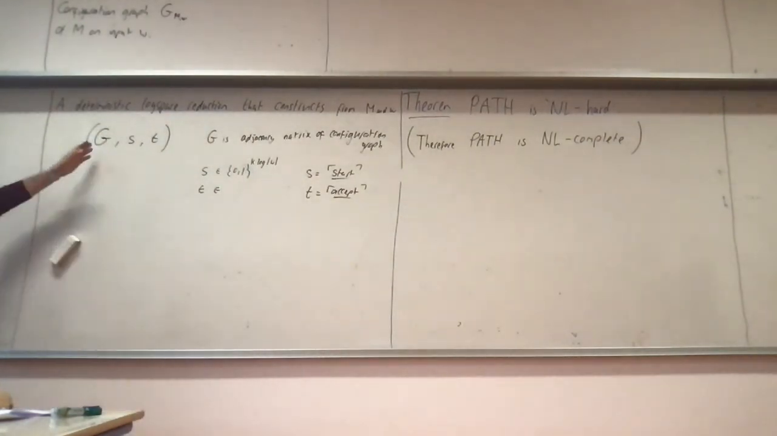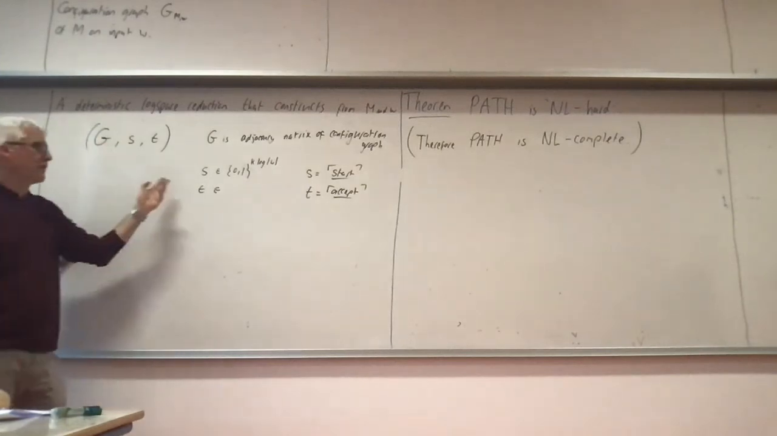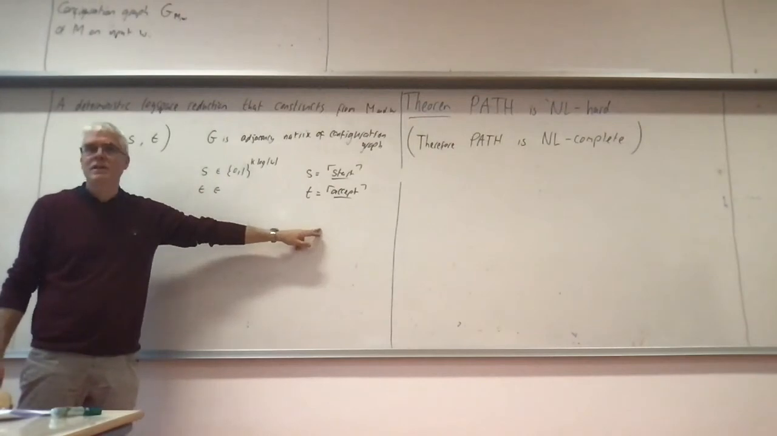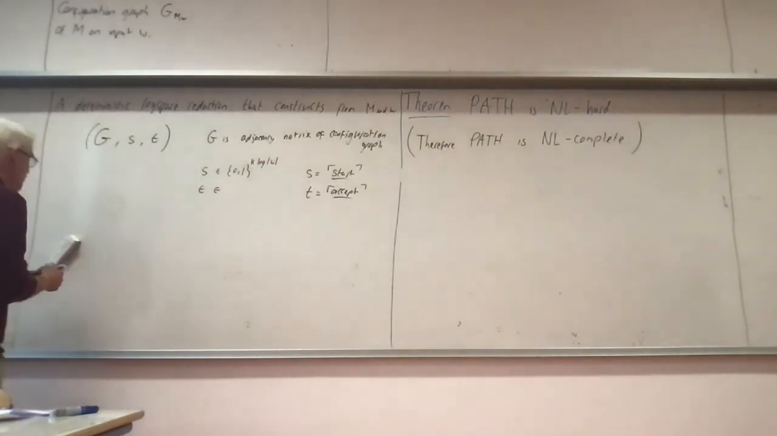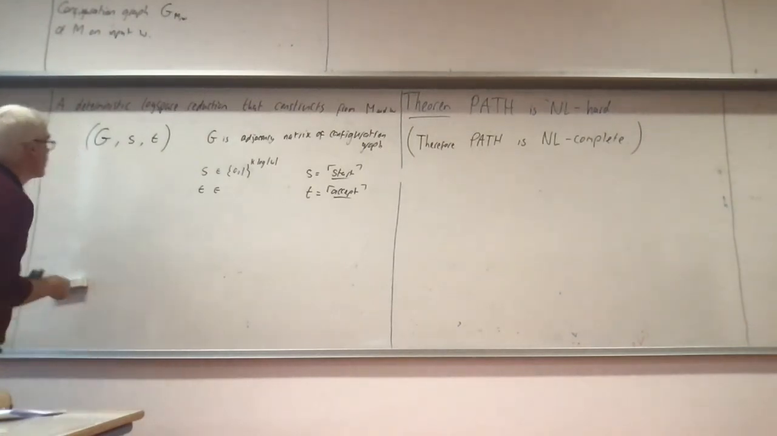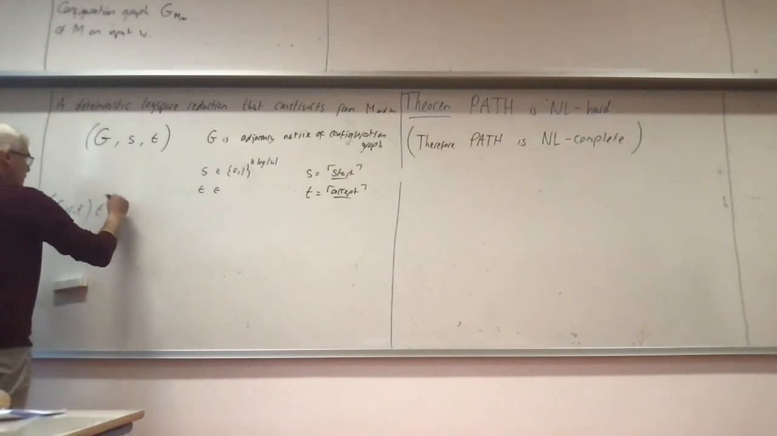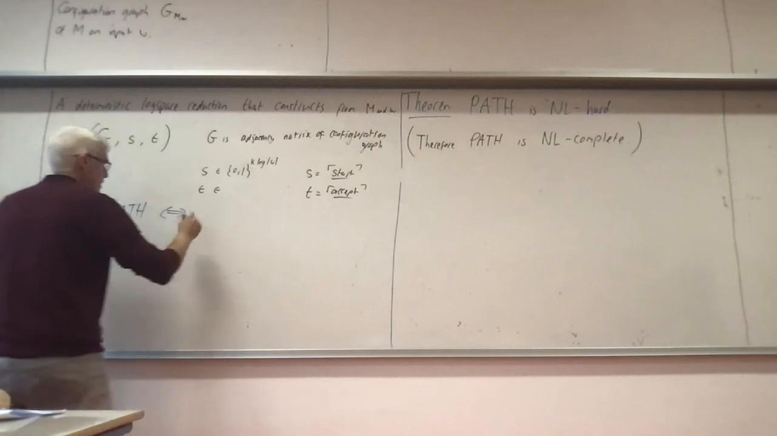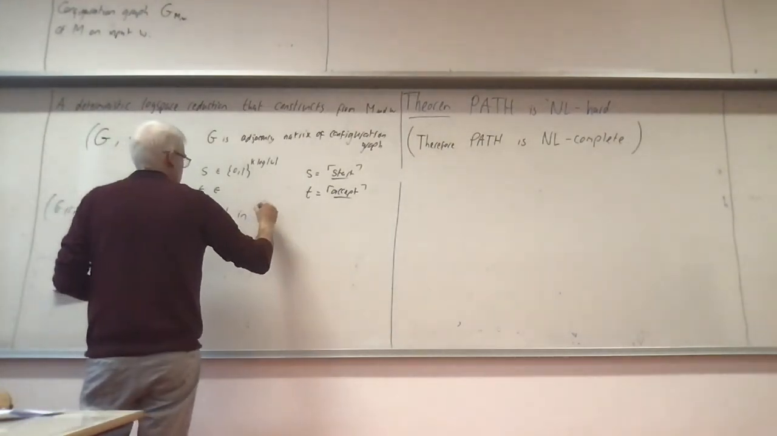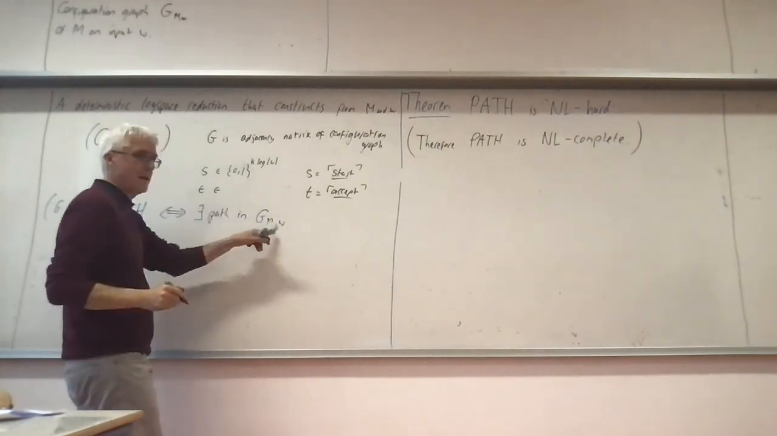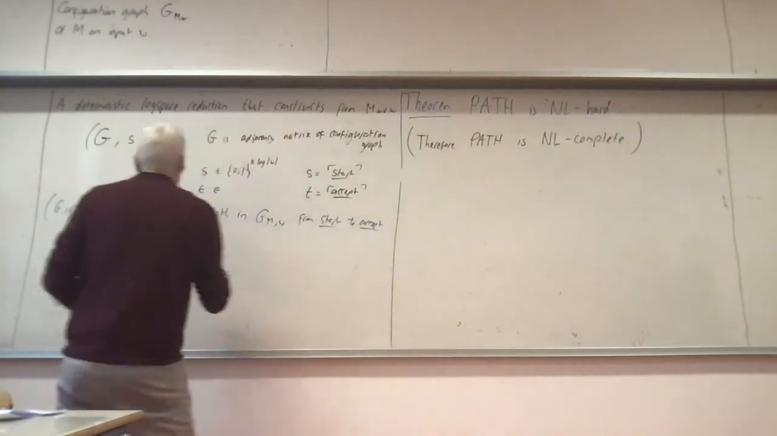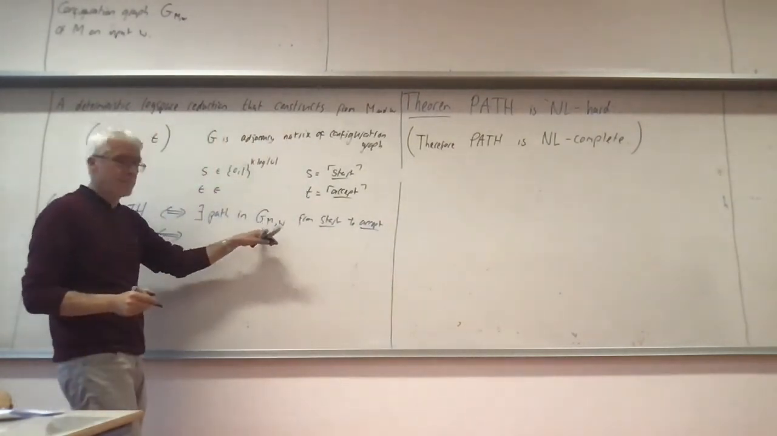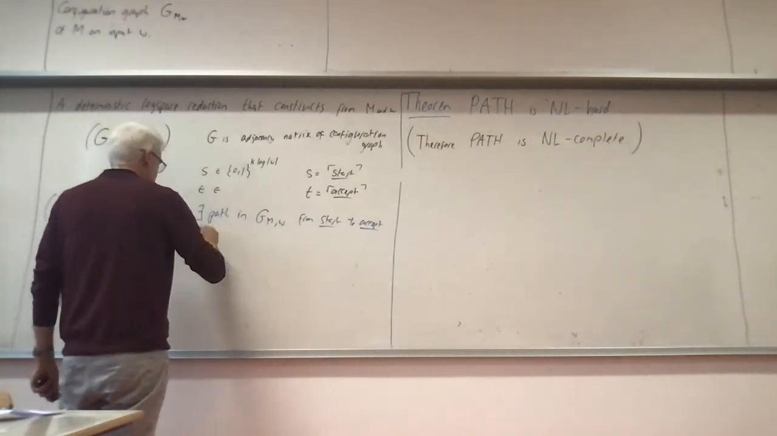And then we see, if we give this as an input to PATH, PATH will accept it if and only if there's a path in the configuration graph from start to accept, which means that our machine M accepts the word W. So G, S, T is in PATH if and only if there is a path in the configuration graph for M on W from start to accept, which is if and only if, because M was assumed to be a Turing machine for the language L, W belongs to L.